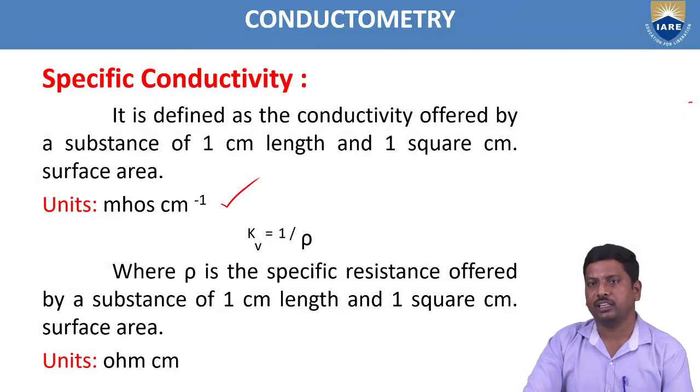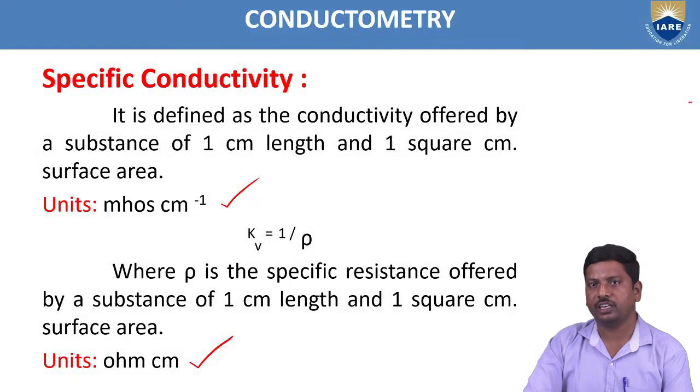Again, specific conductivity is the reciprocal of the specific resistance, where rho is called the specific resistance, and it is also offered by a substance having a square centimeter area. Generally, what are the units for resistance? Ohm. Since you consider the area, we get the unit ohm centimeter. So what are the units for specific conductivity? Mho centimeter inverse. What are the units for specific resistance? Ohm centimeter. Out of the three conductivities, only specific conductivity is measured by conductometry.